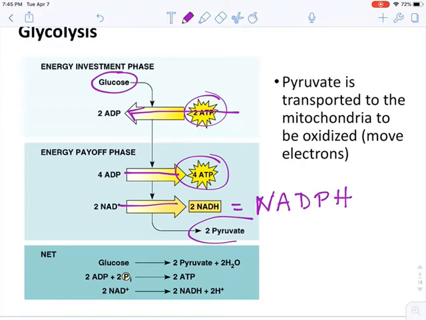And then notice we also make 2 molecules of pyruvate. That pyruvate is then going to be transported into the mitochondria, where we're going to break it down and rearrange it, oxidize it, move all of its electrons around, and steal as much energy as we can.